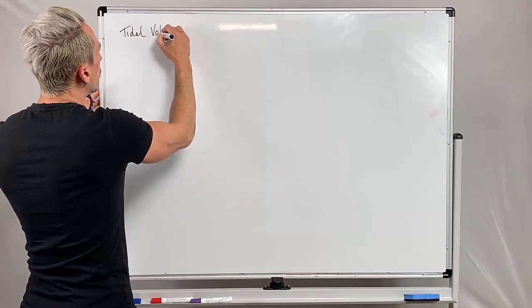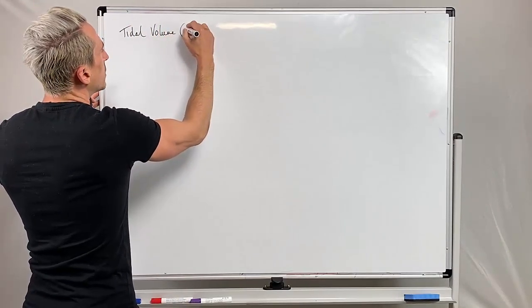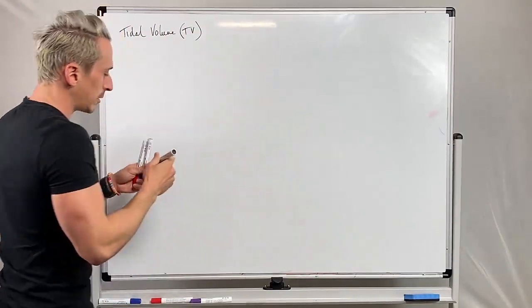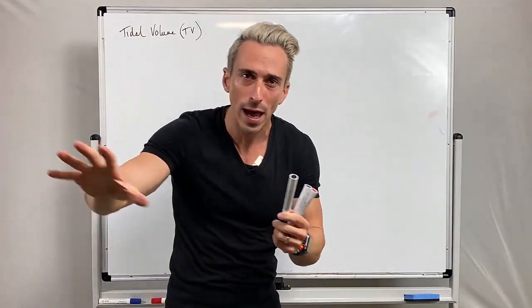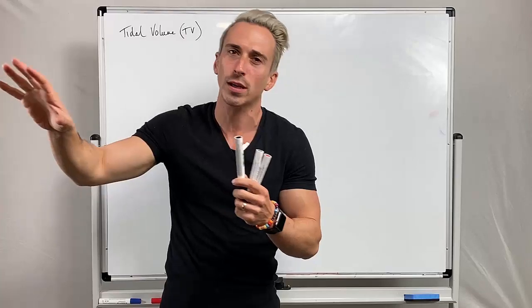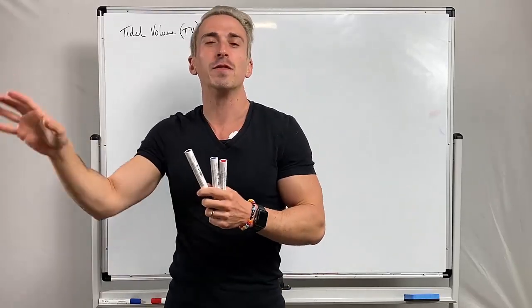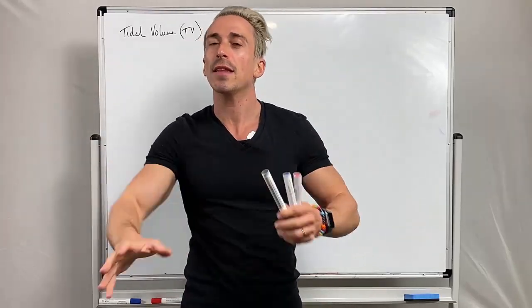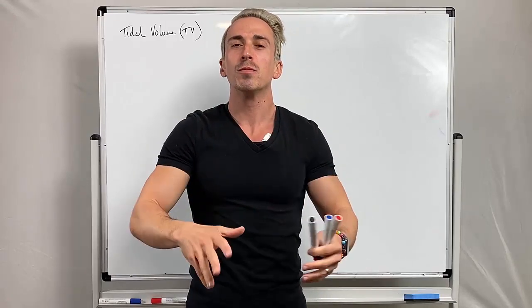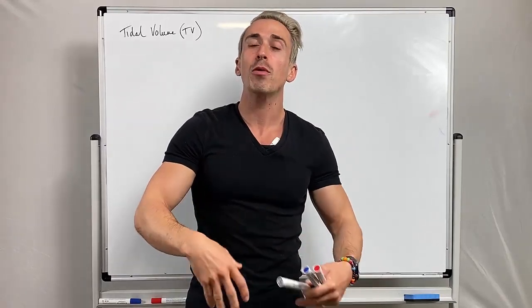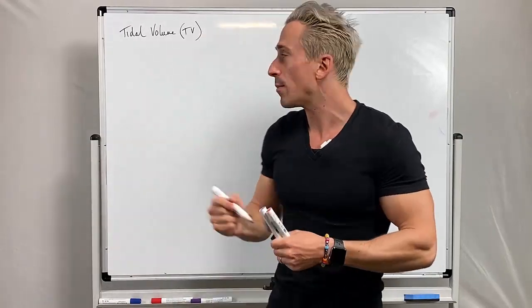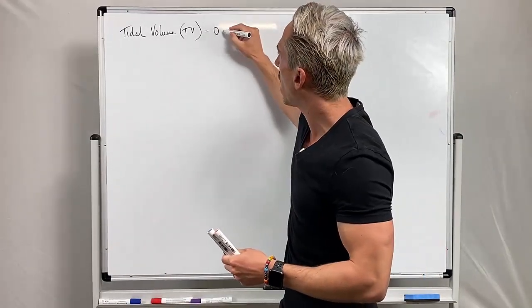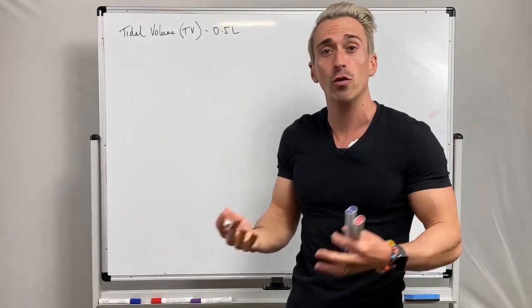So tidal volume, TV, is basically, it's all in the name, right? The tide. The tide is that slow ebbs and flows of the water coming in and out. It's very slow, going in and out, and that's our quiet breath. Small breath in, small breath out. The type of breathing that we do most often throughout the day. That small breath in and out is around about 500 milliliters, so half a litre. And that's our tidal volume.